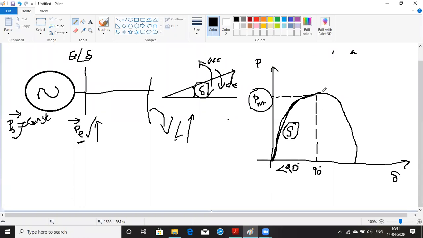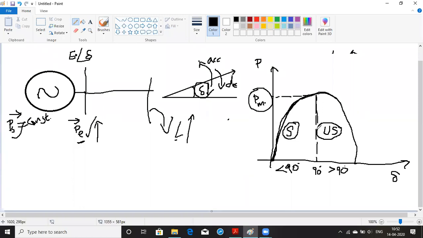If it crosses this junction and goes beyond 90 degrees, then we say the synchronous machine is losing stability, that is, it is losing synchronism. It is nowhere going to achieve its stability. For that reason, you need to take the synchronous generator out of the system to protect the power system network, because it crosses 90 degrees and operates under an unstable condition.